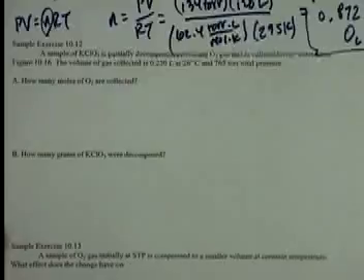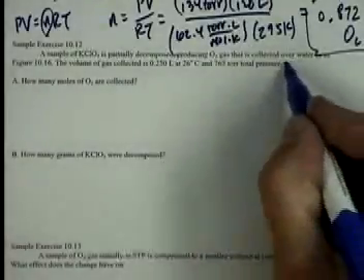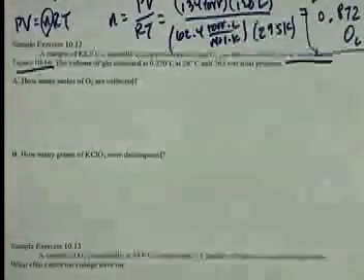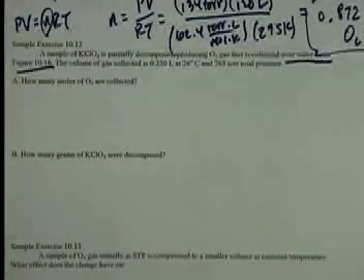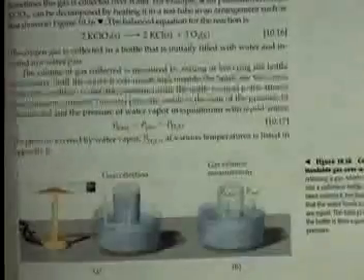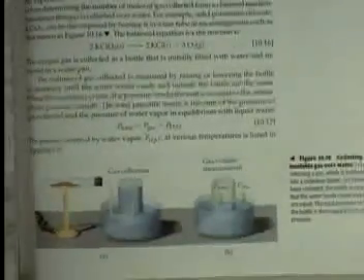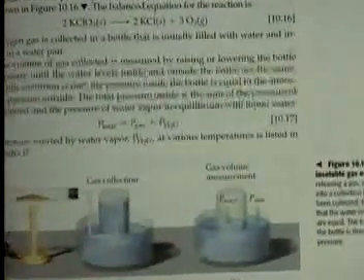A sample of KClO3 is partially decomposed, producing O2 gas that is collected over water, as in figure 10.16. Oh my gosh, what is figure 10.16? Well, I'll save you some time here. The picture actually looks like this. Here's my picture. And you can see, if I zoom in just a little bit, okay.